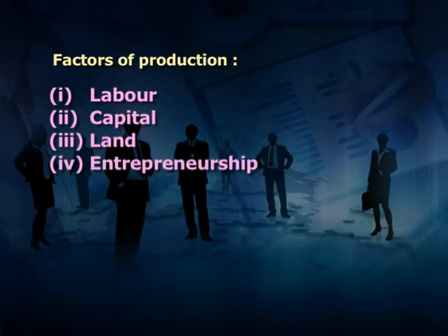Third is land. The term land refers to all the natural resources which are available above the ground and also under the ground. The cost of land use is measured in terms of rent. Fourth is entrepreneurship. An entrepreneur is a person who combines the factors of production and carries out the production process. Payment of an entrepreneur is the profit margin.